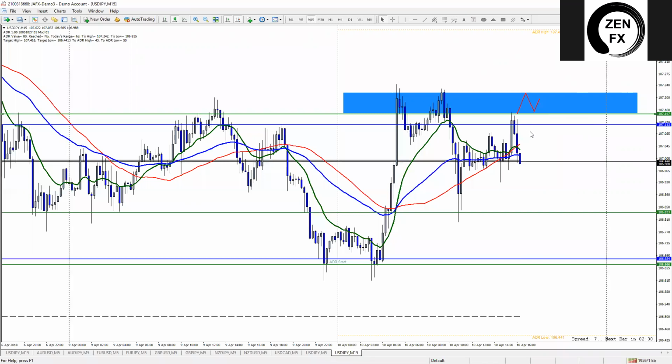If you have a nice rejection here, but you have to put your stop loss 20 pips up just to grab five, that's not a good setup. You don't want to take every setup that comes along. Only take the ones that are going to make you profitable.